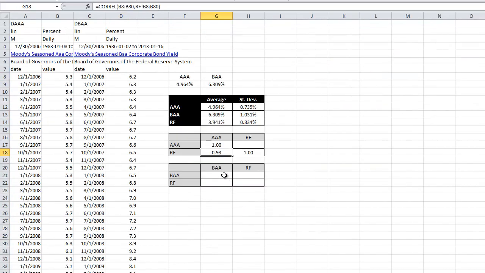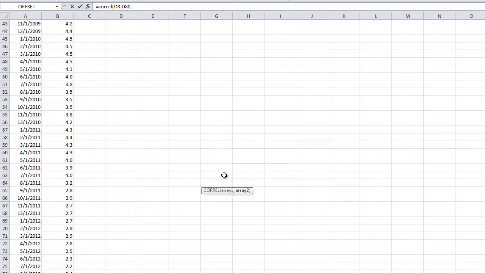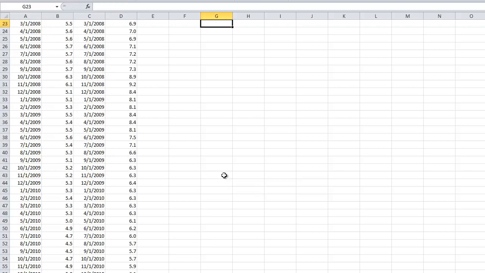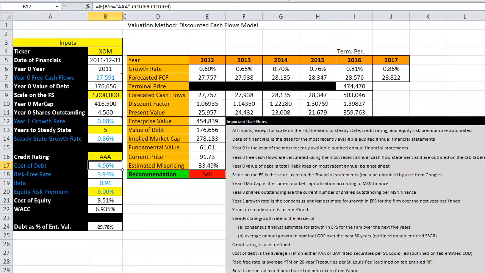Okay, we need to do the same thing for BAA. We know the correlation there is 1, but we need the correlation between BAA and the risk-free rate. And there it is. Now you can see BAA is not quite as highly correlated with the risk-free rate as AAA bonds are. But okay, now let's come back up here and let's turn this into a distribution.